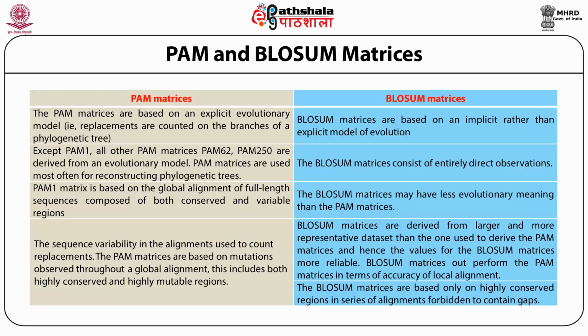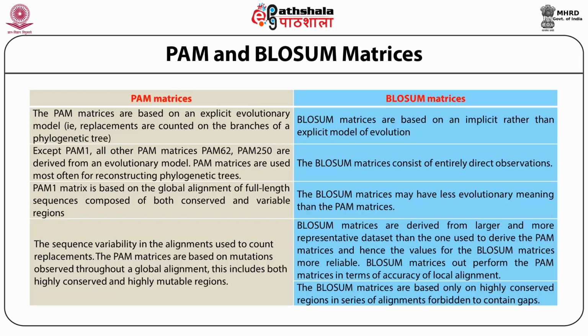Another thing is that the PAM matrix is based on global alignment of full-length sequences. So it takes a global alignment and searches for conserved regions and also variable regions, and based on those regions it tries to find the amino acid substitutions. Whereas BLOSUM matrices have less evolutionary meaning because they don't take the evolutionary model into account when compared to PAM matrices. In PAM matrices, sequence variability in the alignment is used to count the replacements. In PAM matrices, the mutations are observed throughout the global alignment, including the highly conserved and highly mutable regions also.